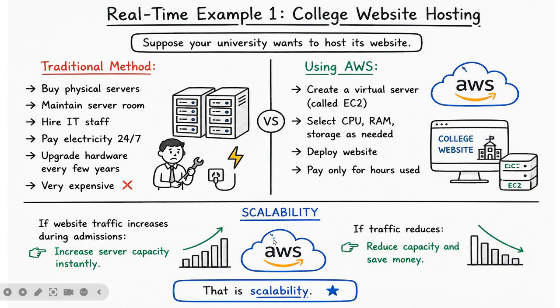Now, this scalability means the ability to increase or decrease the computing resources according to the demand. So this is about the example of using AWS in college website hosting. Thank you.